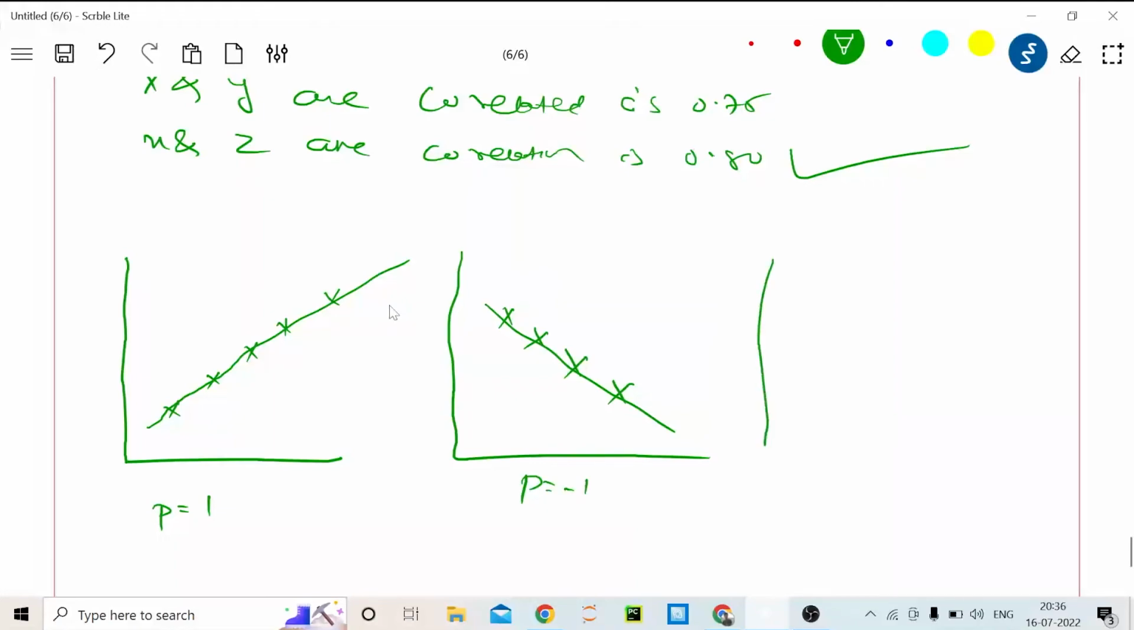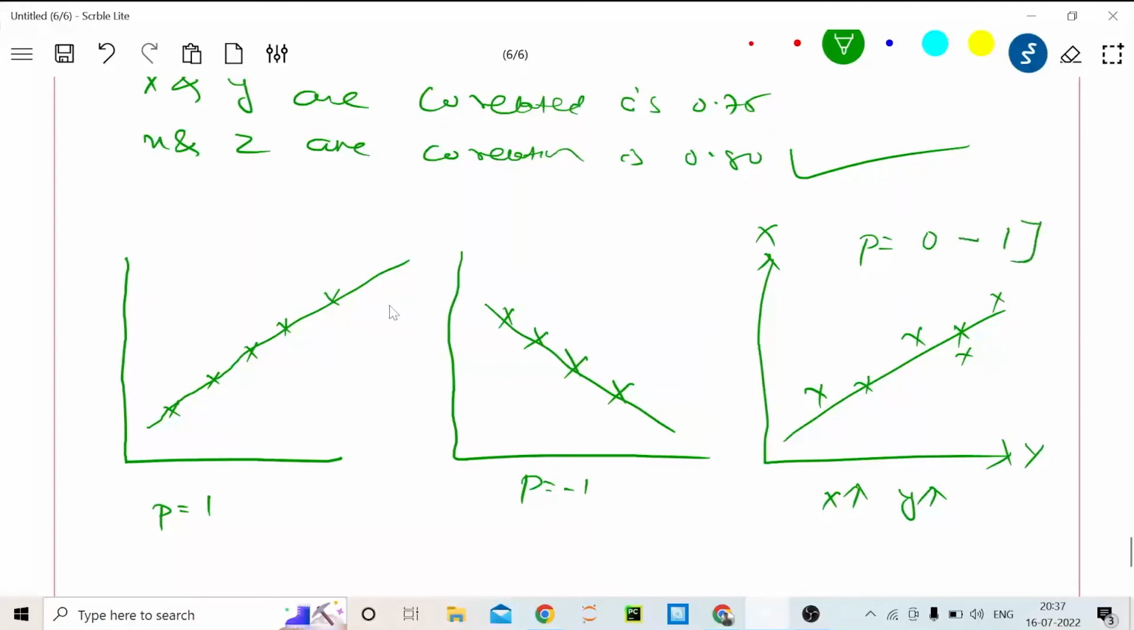Let's take another example. Let's say this is our data, and something is following like this. Let's say this is x and this is y. When x is increasing, y is also increasing, but not all the data points are falling on the line. That's why I may tell you that the Pearson correlation is between 0 and 1.